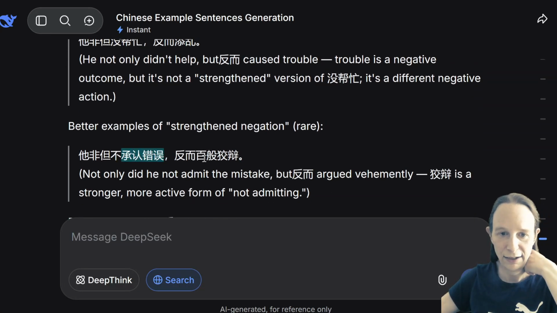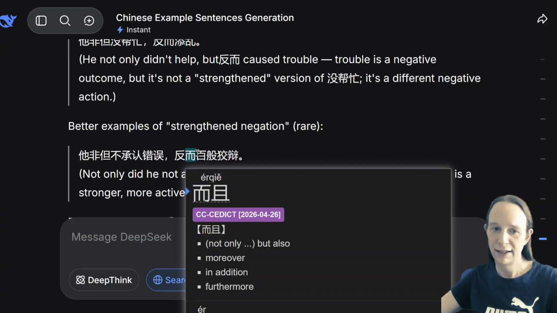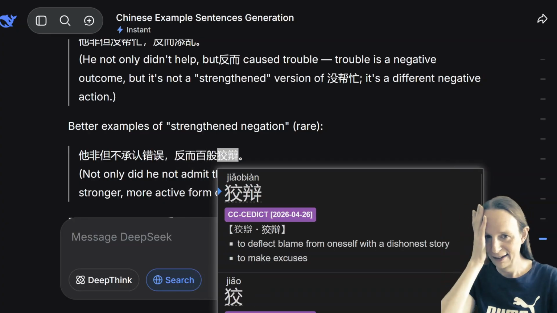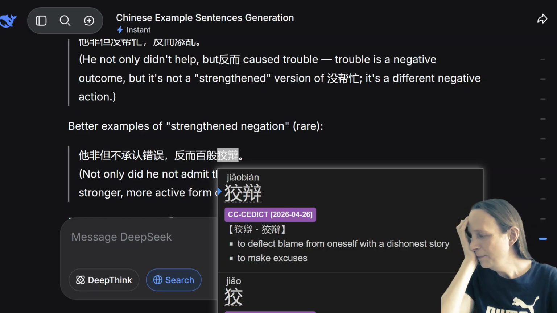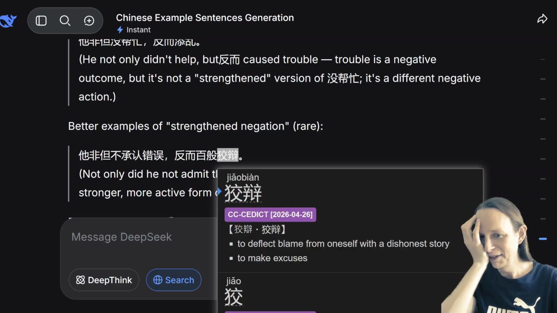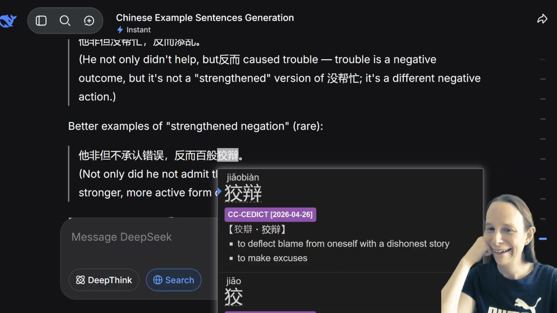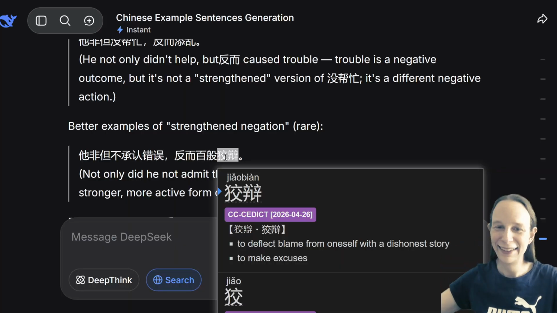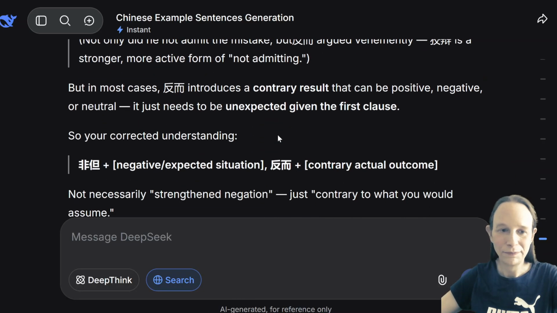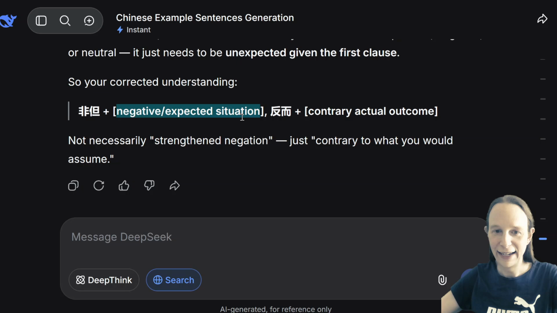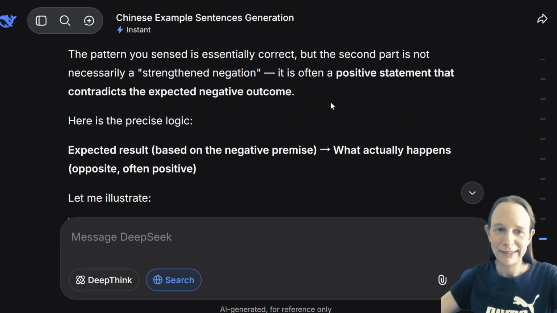不，这个非但不承认错误，反而百般狡辩. So 狡辩 is this? Oh no, isn't this like, how do you pronounce that word? Soliloquy? Just try and talk your way out of things. So negative, a negated expected situation, contrary actual outcome. All right.